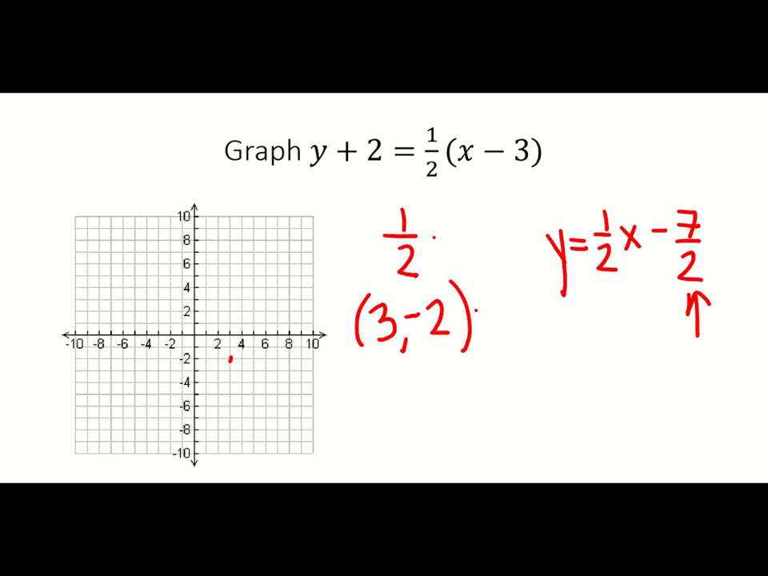And then from there, we're going to count our slope. Rise 1, run 2. So up 1, right 2. Once we have that connected, we're going to make our line, putting arrows at the end.